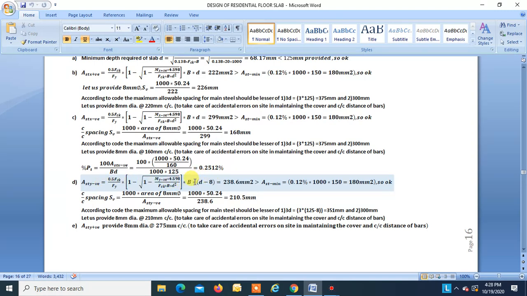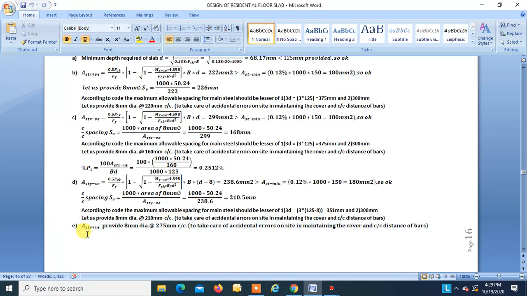This is something which has to be taken care of. Over here, it will be D minus 8, as explained above. So it will be 125 minus 8 for this case in y direction, still along y direction. So this is 238.6, greater than AST minimum. So okay, spacing is 210.5. Let us provide 8 dia about 210 center to center.